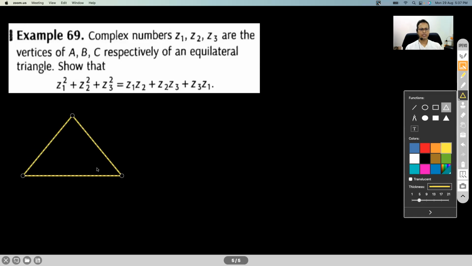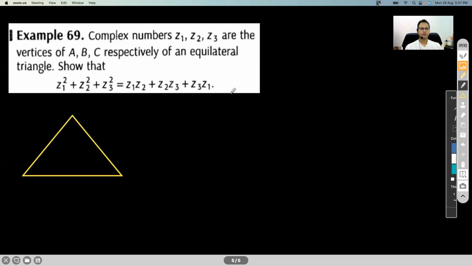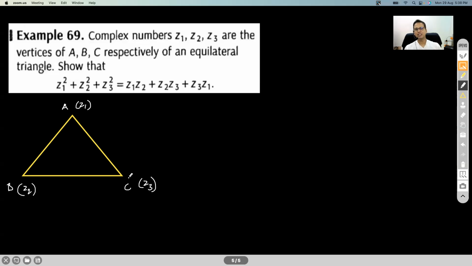So I'll make the figure here. We have to prove that these three affixes, or these three complex numbers, are related to each other by this relationship. How do you solve this question?